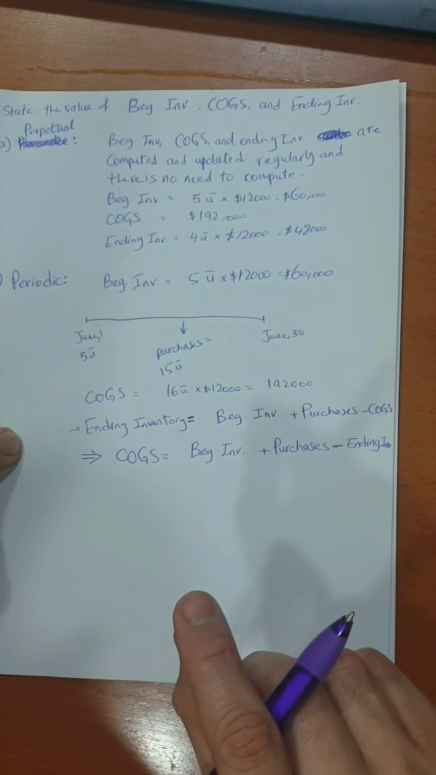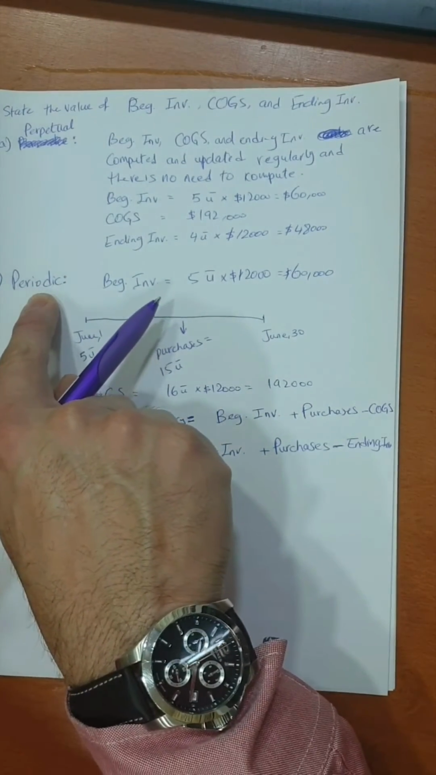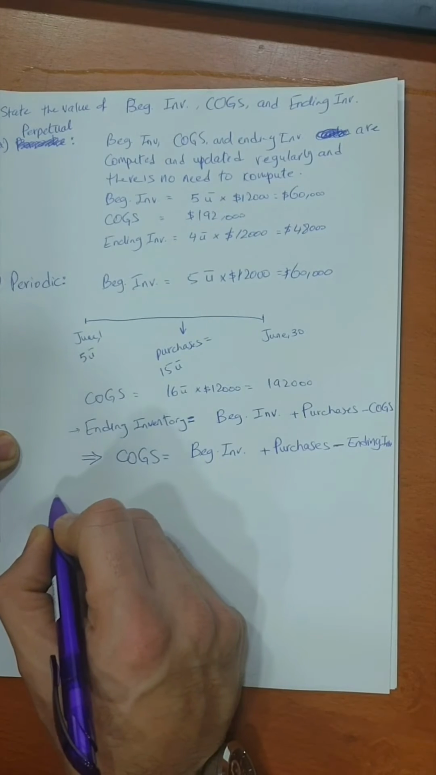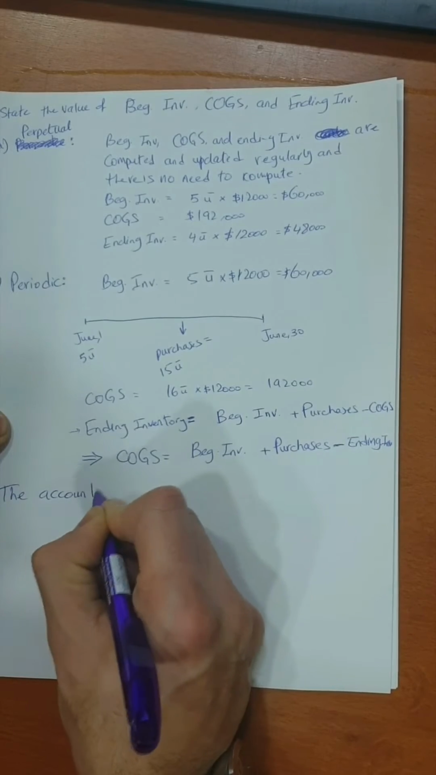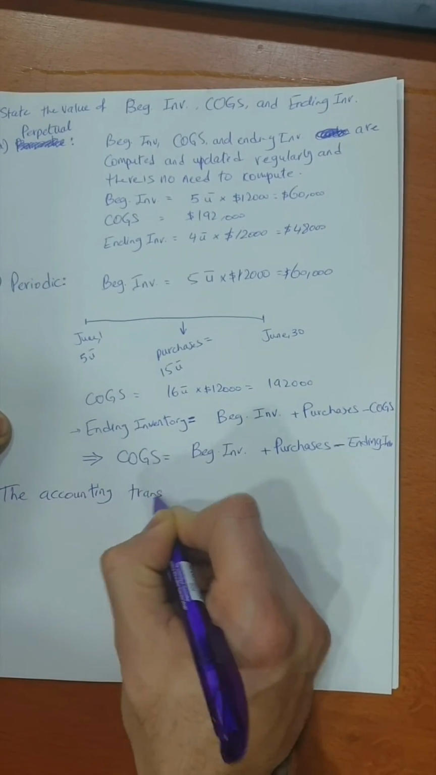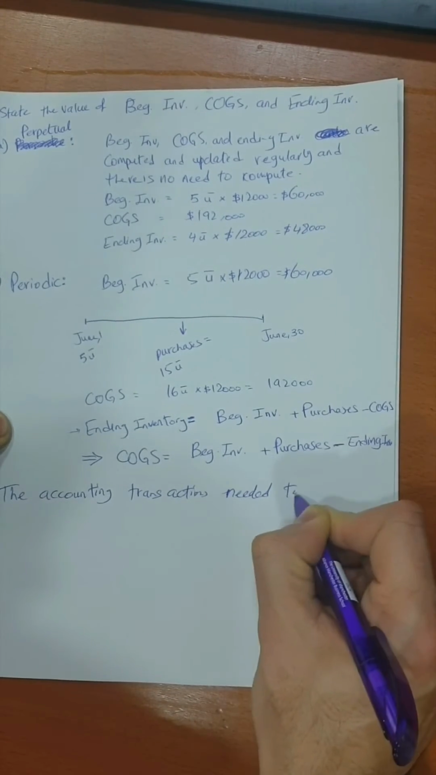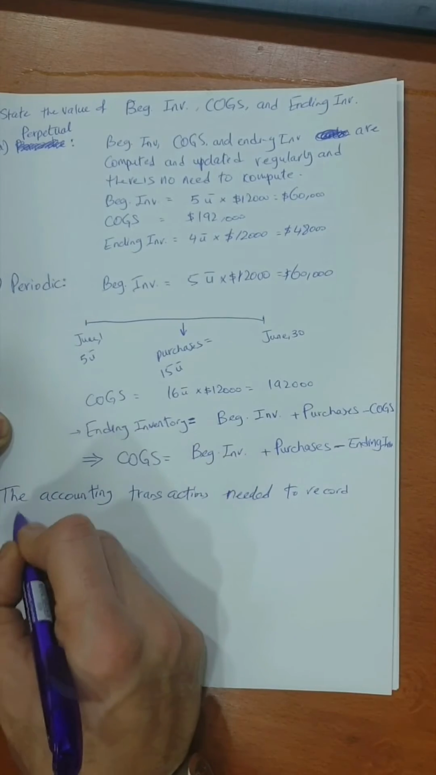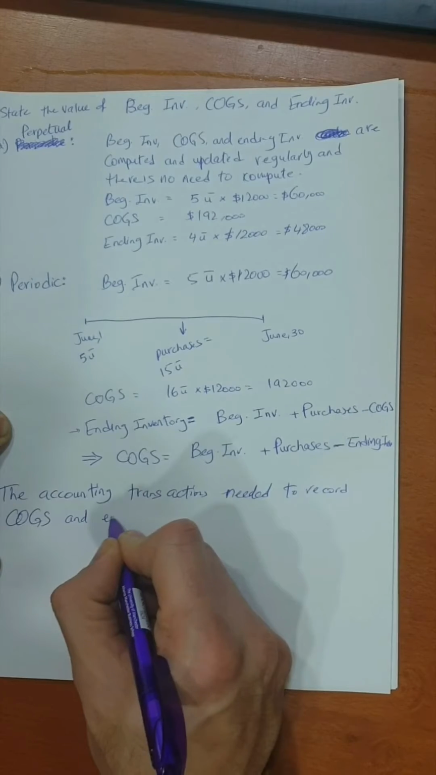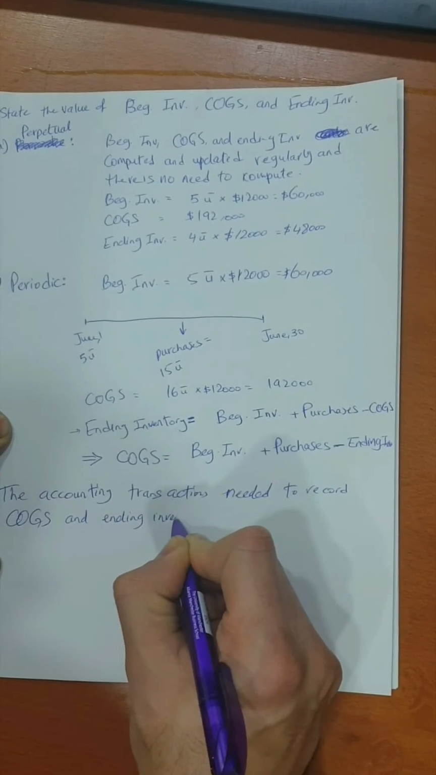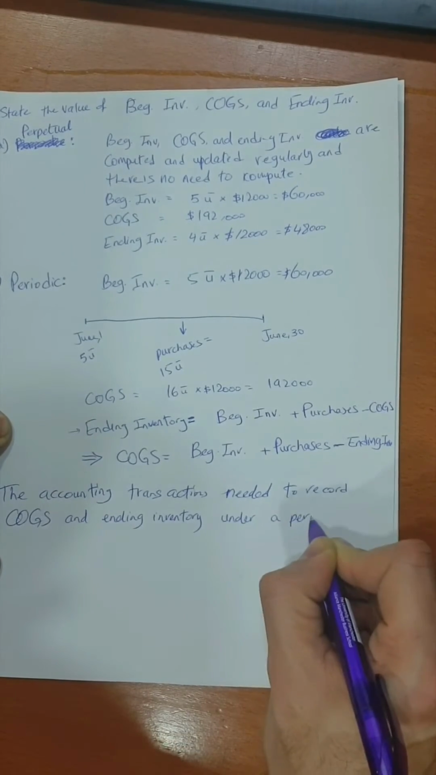Now, what I want to highlight in this example under the periodic is that the accounting transactions or entries needed to record cost of goods sold and ending inventory under a periodic system are the following.